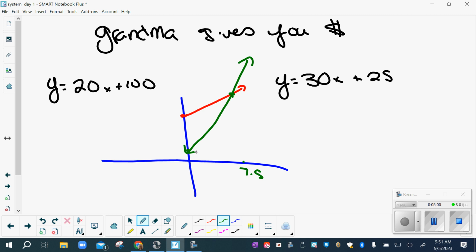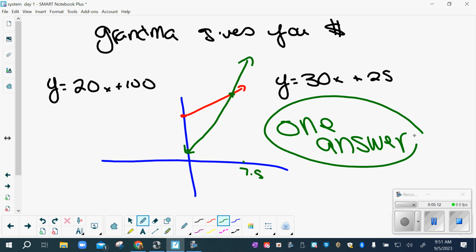So most of the time, 80% of the time, when we're doing systems of equations, we get one answer. And it's where they cross. We get one answer, right? One intersection. One answer for X, one answer for Y. Not two, not four, just one, because they can't circle back.